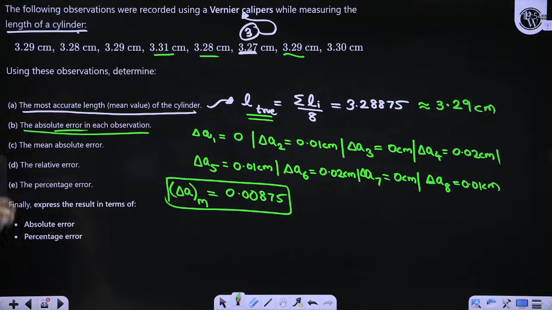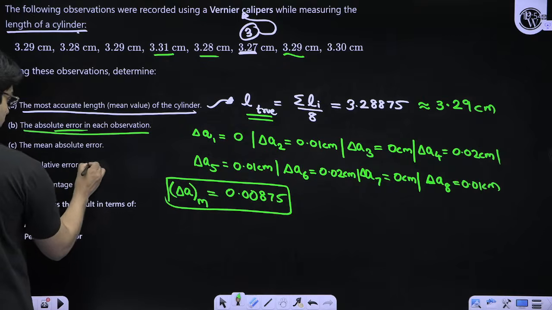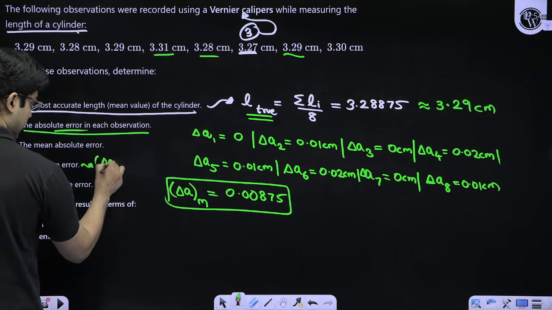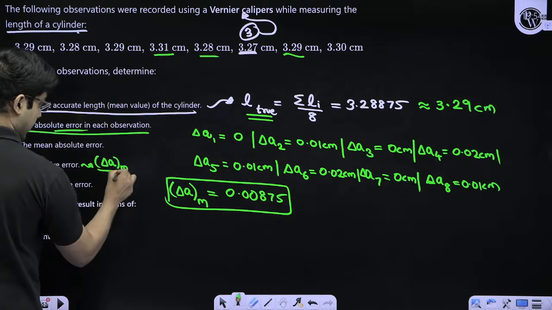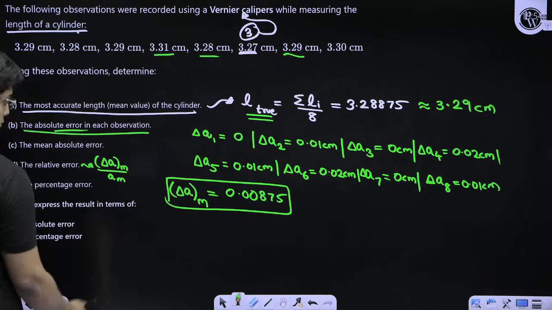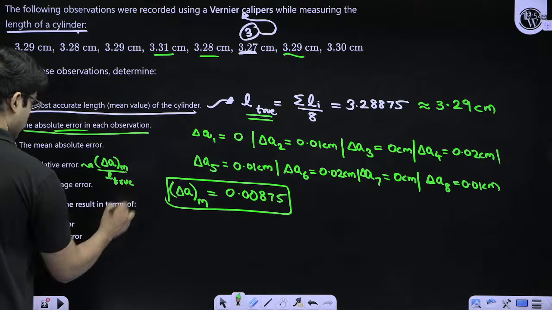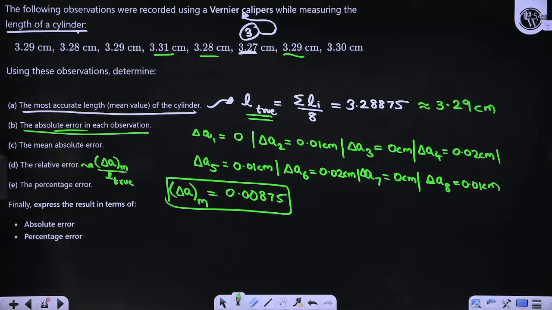Then we have relative error. So relative error, all you have to do is this mean absolute error, just divide it with the true value. Okay, so I wrote the true value as L true. So just divide it with the true value. You will get the relative error. Percentage error is basically this multiplied with 100. So there is nothing to do extra there. Okay.